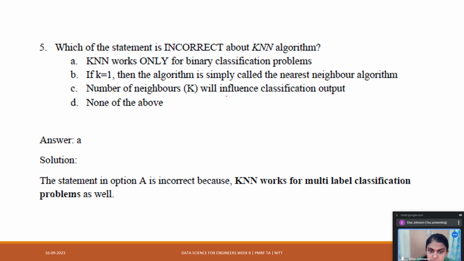Then, the number of neighbors k will influence the classification output. I think in the lectures you have seen that. Here also we will have an example to see how it influences. So you have to set an optimum number of k to get a higher value of accuracy, and better classification parameters. So the first statement is incorrect, because KNN works for multi-label classification problems as well. All right, I think that's a direct question.